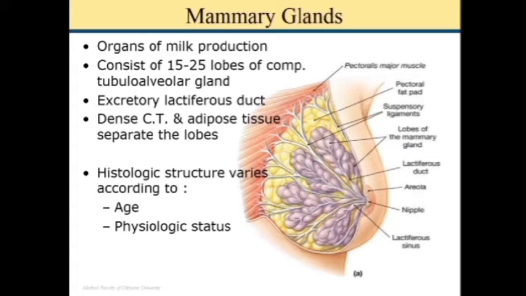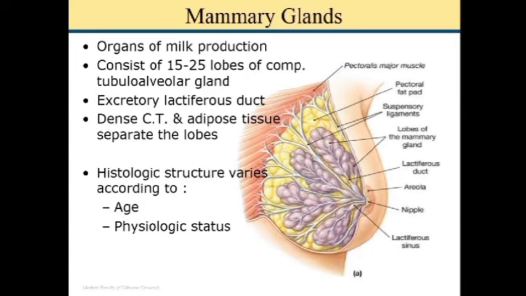At puberty, these glands enlarge rapidly in the female but very slowly in the male. They remain incompletely developed in the female until pregnancy occurs. The mammary glands attain their full development during the second half of pregnancy. These glands undergo regression after the menopause. In the male, there is no further development of the mammary gland after puberty.